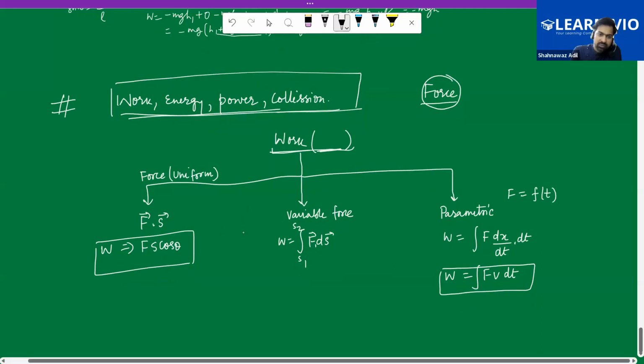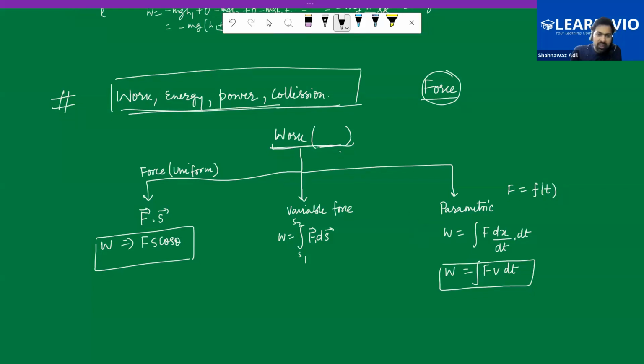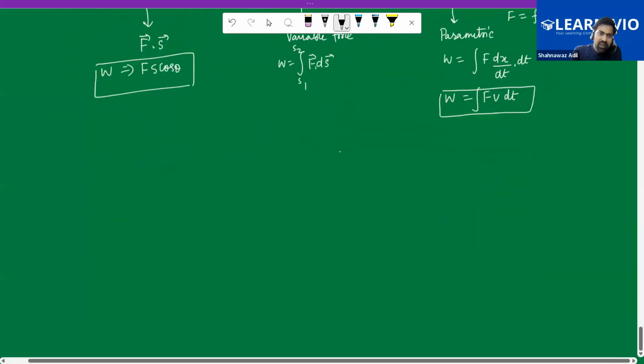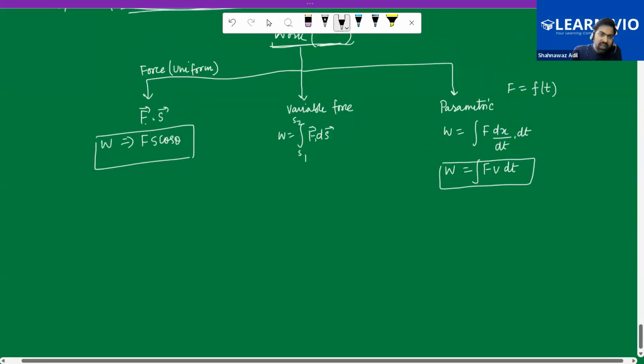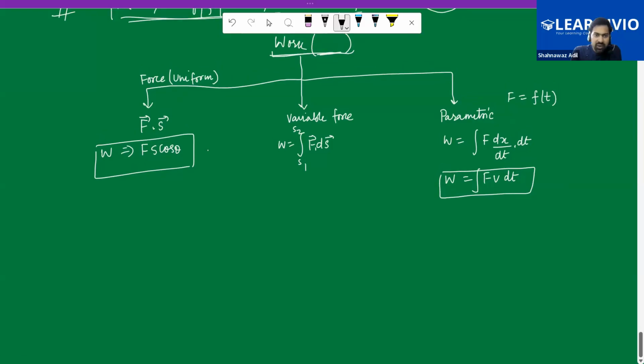So with these forces we define the work, and then we see that the work done can be negative, positive, or zero. If cos theta is zero, that is theta is 90, then work done is zero. If cos theta is negative, then work done is negative. If cos theta is positive, then work done is positive. So there can be three scenarios with this definition.